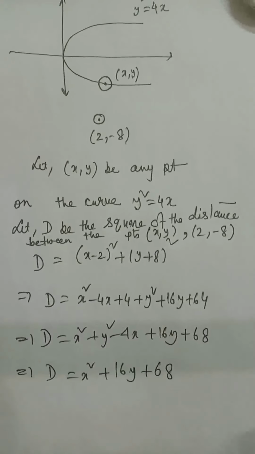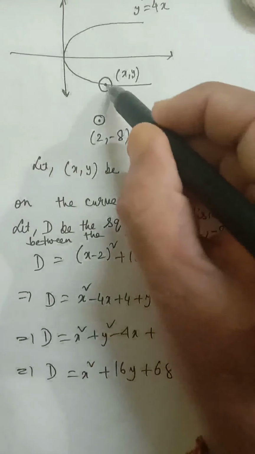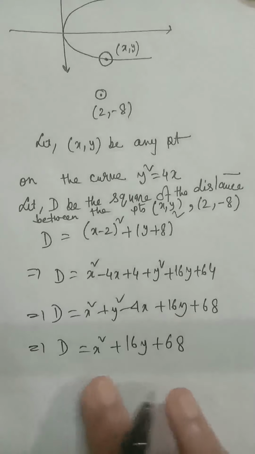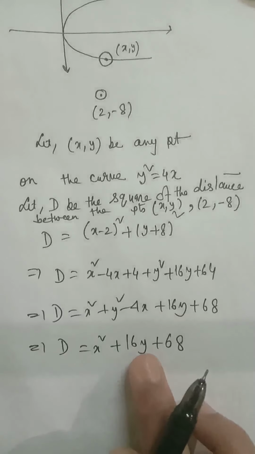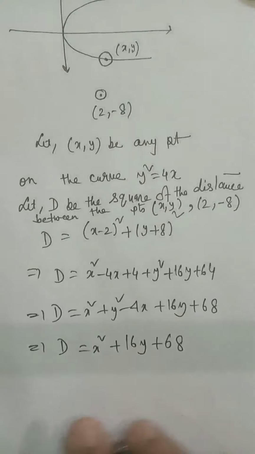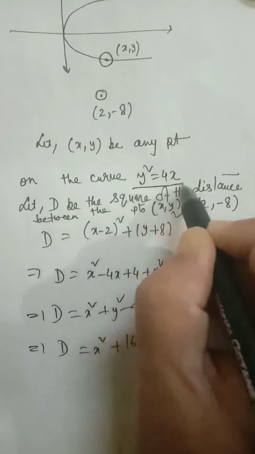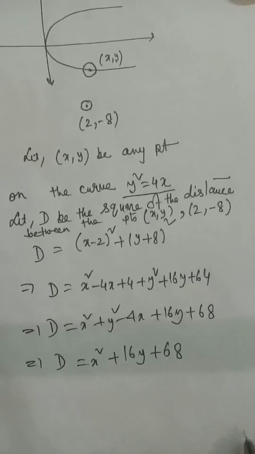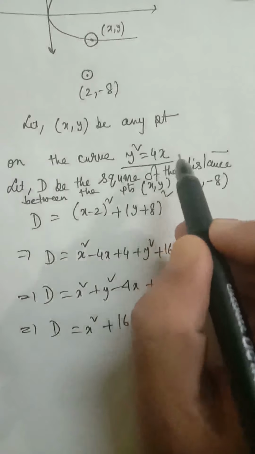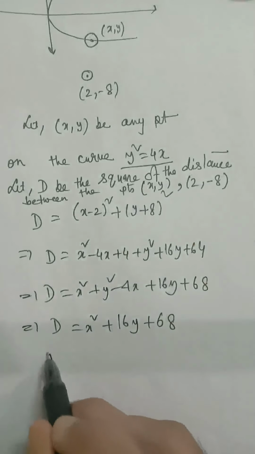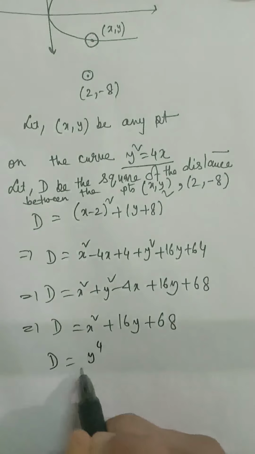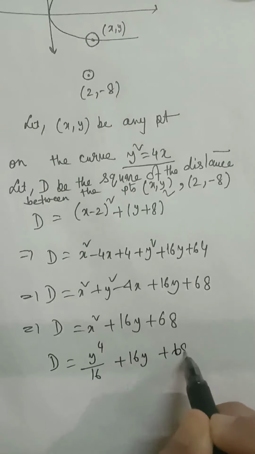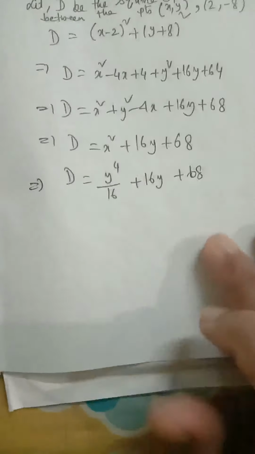The minimum value of d. When d will be minimum, the distance between these 2 points will be minimum. We have to find the minimum value of d, and for that we have to express d in terms of one variable, but here we have two variables, x and y. So again using this relation, because xy lies on the curve, x equal to y square by 4, so it will be y to the power 4 by 16 plus 16y plus 68. This is our d.